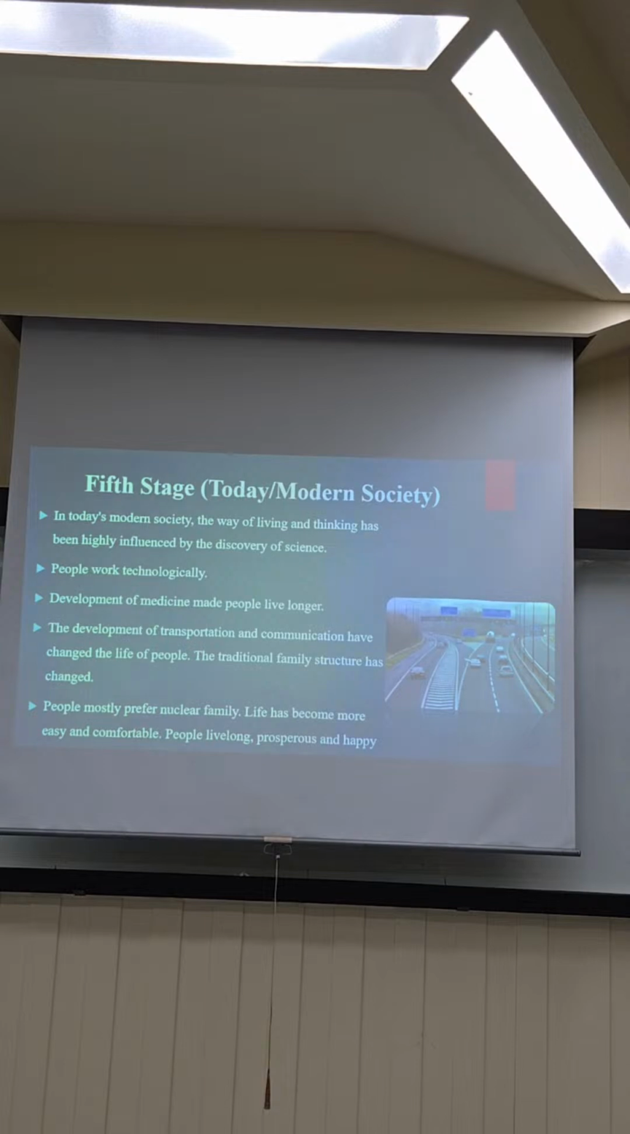The fifth stage, that is today. Wow. In today's modern society, the way of living and thinking has been highly influenced by the discovery of science. People work technologically. Development of medicine made people live together and longer. Development of transportation and communication have changed the life of people. Traditional family structure has changed. People mostly prefer nuclear family. Life has become more easy and comfortable. People live long, prosperous, and happy.